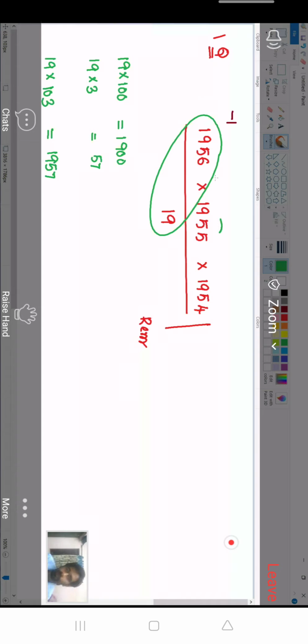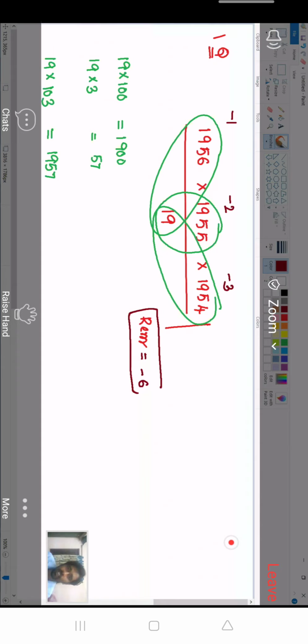Look at the next one, 1955. Can I say 1957 is a complete dividend? 1955 is going to be 2 less than the actual dividend. 1954 is going to be 3 less than the actual dividend. What is the product of all these numbers? Minus 1 into minus 2 into minus 3 gives a result of minus 6. But I already told you, don't keep your answer in the negative remainder; convert it into a positive remainder by subtracting from the divisor. So 19 minus 6 gives a result of 13. Your answer choice must be 13.